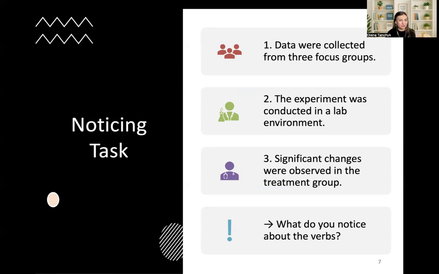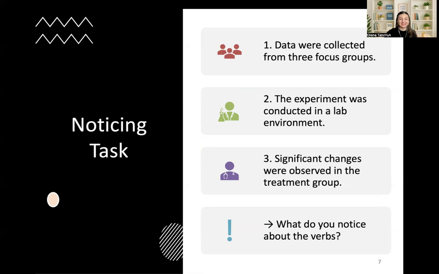You don't need to know the full context, but just focus on the verbs and how the verbs are used in these three sentences, okay? I'll give you a moment to think about this. Spend some time reading the sentences. Okay, so what do you notice about the verbs? Absolutely, yeah. So please, you can unmute yourself or write your answers in the chat. And thank you, Stepan, for initiating the conversation. Yeah, so let's see what other people say in the chat.